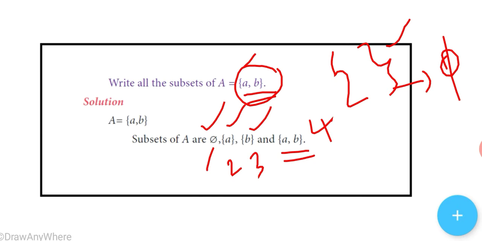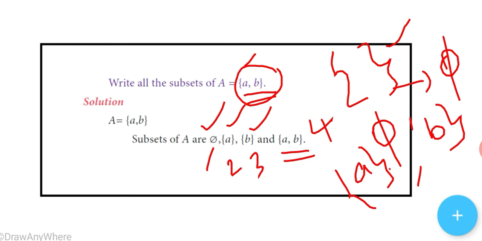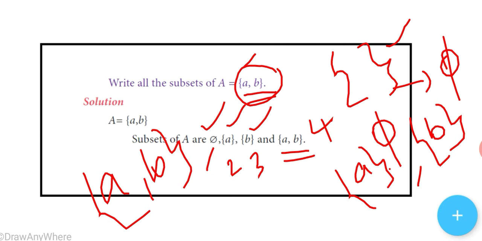The null set is a subset of every set. So the subsets are the null set, then {a}, then {b}, and then {a, b}. Now we have got 4 subsets.